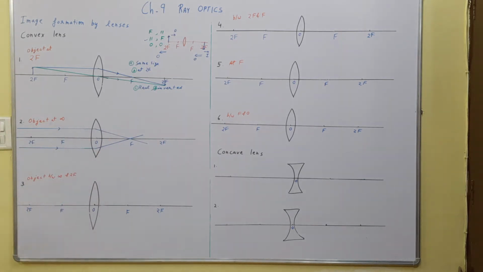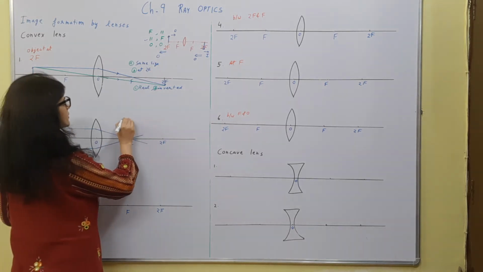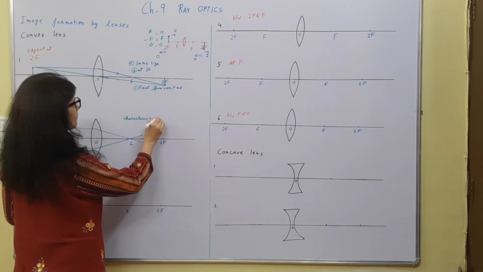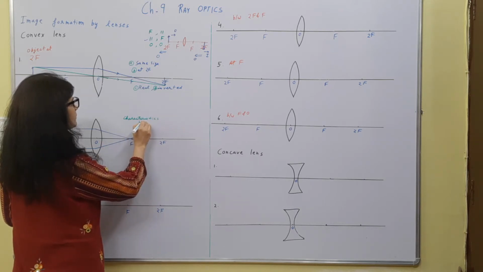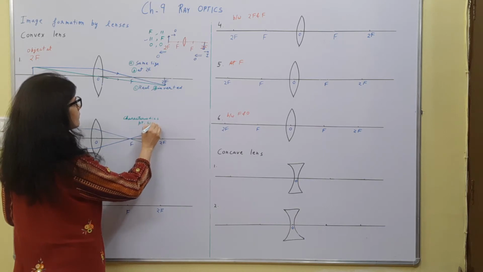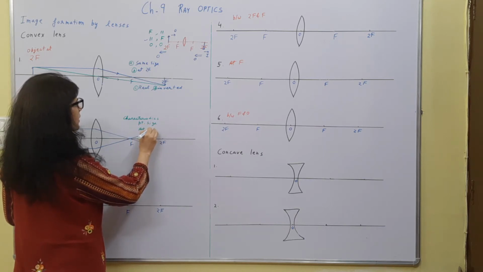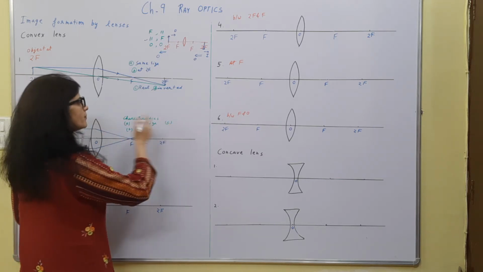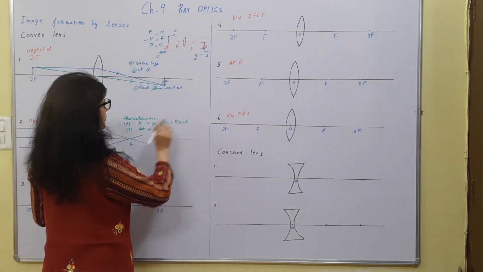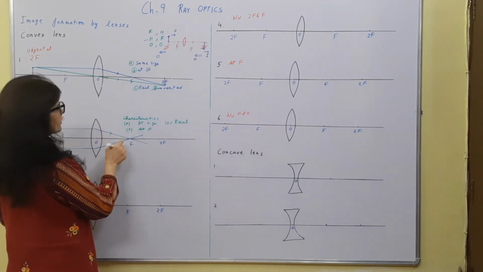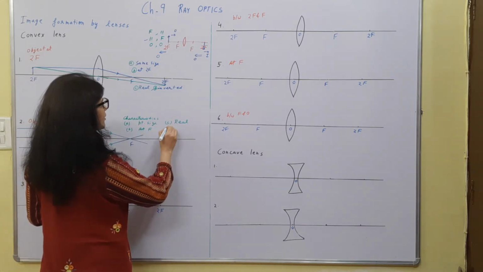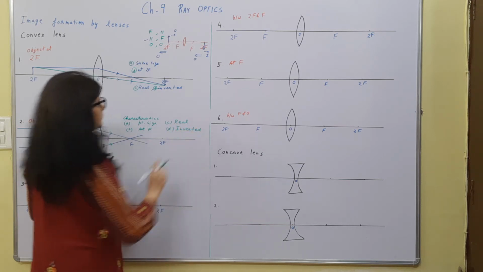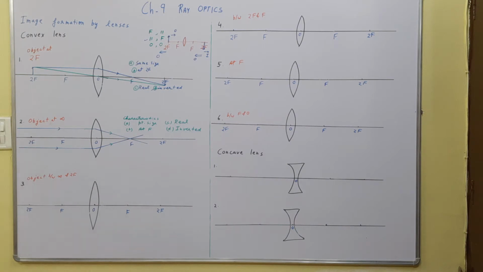We can write the characteristics of image. This is point size at f, real because the rays are actually meeting, and real is always inverted. Right?